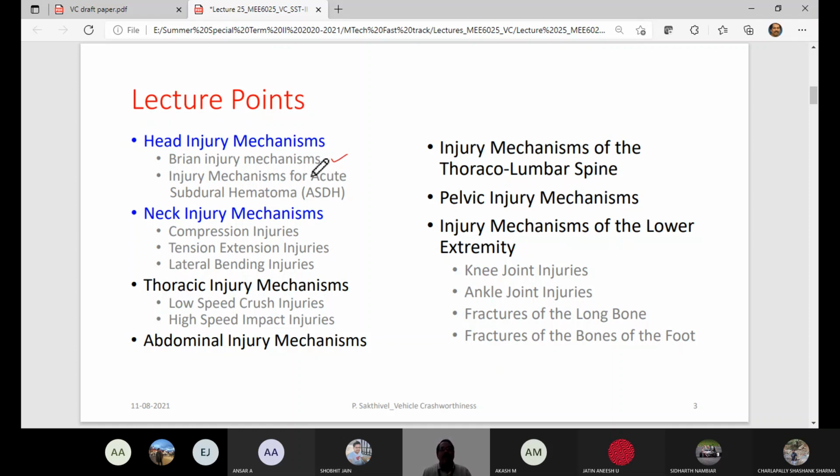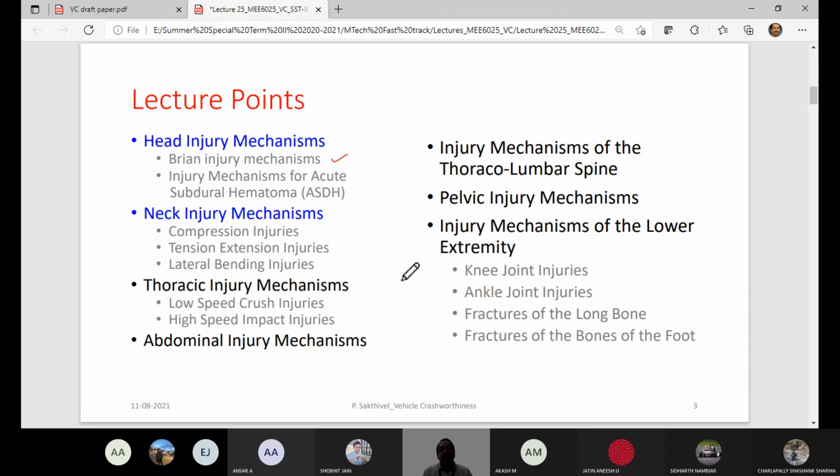So when you look at this in the context of biomechanics and the injuries involved, if I say head injury mechanism, the brain injury mechanism, how the brain gets injured, what type of injury, and how it is being done, there are mechanical parameters that are going to be understood there. That is how we are going to look at the head injury mechanism and neck injury mechanisms listed here in detail. And then in the next lecture, we will see the rest of them.